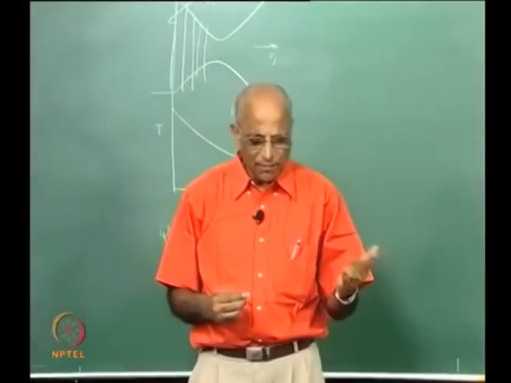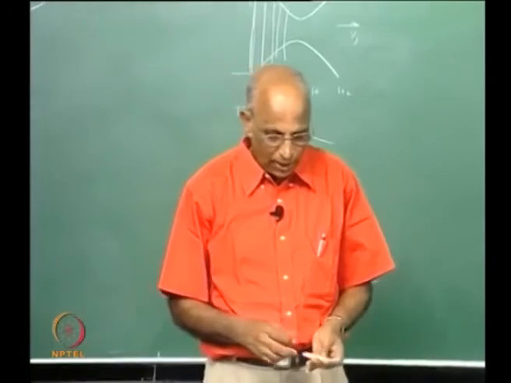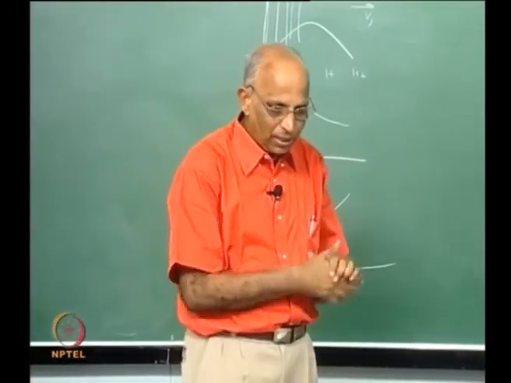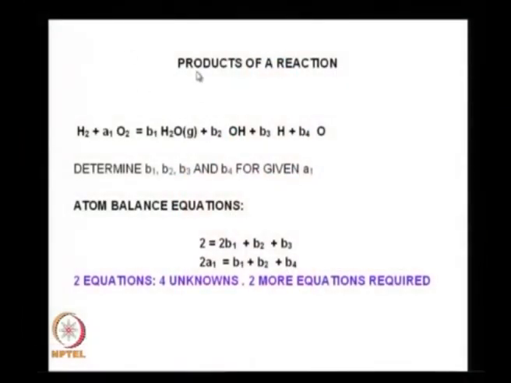In fact, I will come back to all this before I complete the portion on chemical propellants, but let us just go back and say, supposing I am interested in the products of a reaction, like let us say I have the reaction of 1 mole of hydrogen with A1 moles of oxygen, and let us say it gives me B1 moles of water at a high temperature, plus part of the water is dissociated into OH, part is dissociated into H, part is dissociated into oxygen.